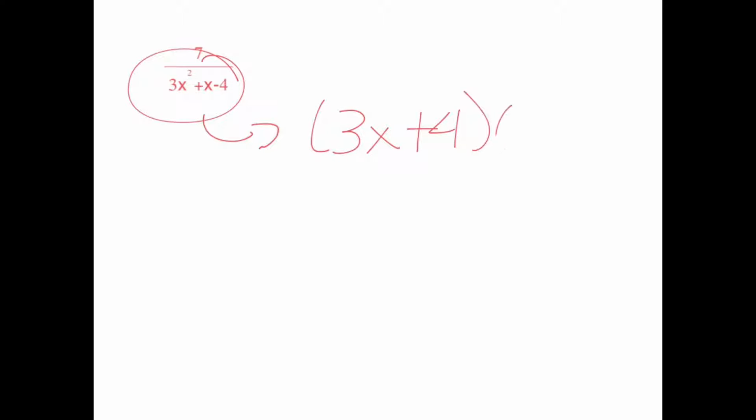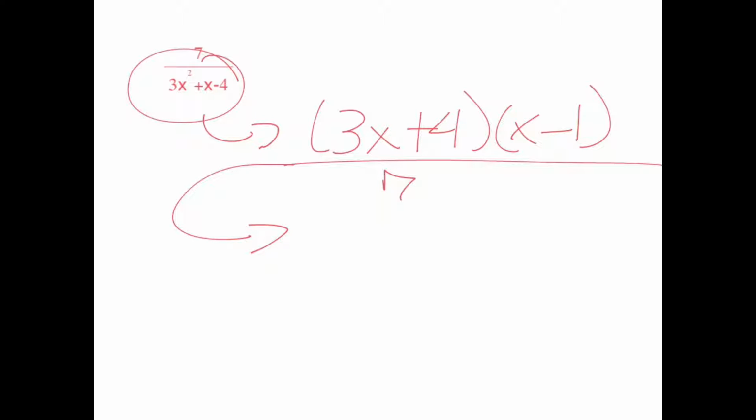Then the second term. Use the same technique from the first term. Factor the denominator, then you write it. So, factoring it, it will result to 3x plus 4 times x minus 1. Then you write this, and it will become 7 over 3x plus 4 times x minus 1.